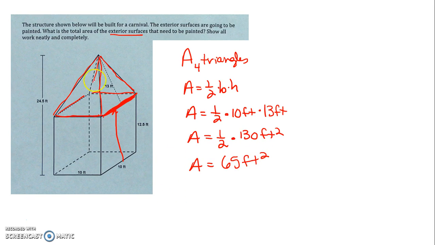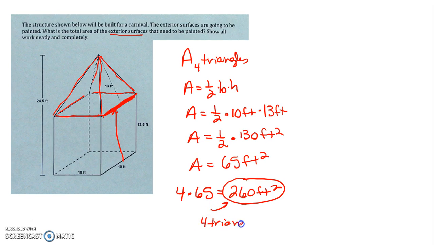That's for one of the triangles. We have 4 triangles on the exterior here. So we do 4 times 65. I think that's going to be 260. Don't quote me. 4 times 65. Of course it's 260 feet squared. What I did was I said 2 times 65 is 130, so I doubled 130 and got to 260. So there's my 4 triangular faces. That's our total area of our 4 triangular faces.